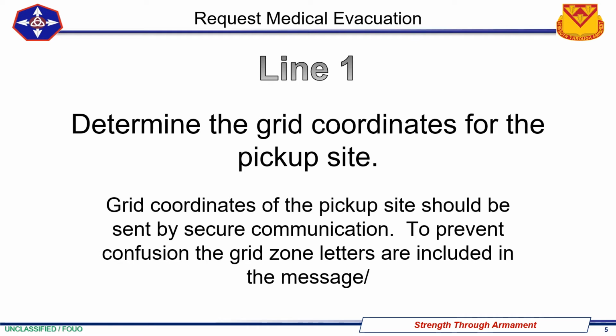Line 1, determine the grid coordinates for the pickup site. Grid coordinates of the pickup site should be sent by a secure communication to prevent confusion. The grid zone letters are included in the message. If you don't know what the grid zone letters are, every time you've done land nav, there have been 2 letters that you wrote down before the digits. Those are the map identifiers, and that's what they're talking about here.